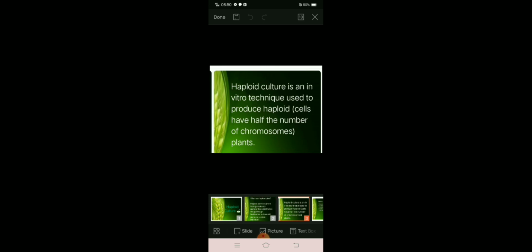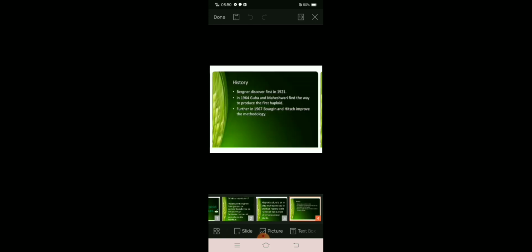Haploid plants originate from gametes or gamete-like cells that do not go through fertilization but can still generate a viable individual. So haploid culture is an in vitro technique used to produce haploid cells that have half the number of chromosomes of plants.